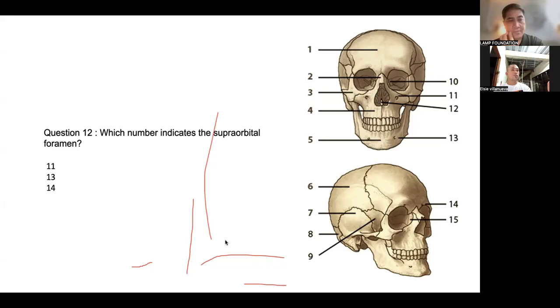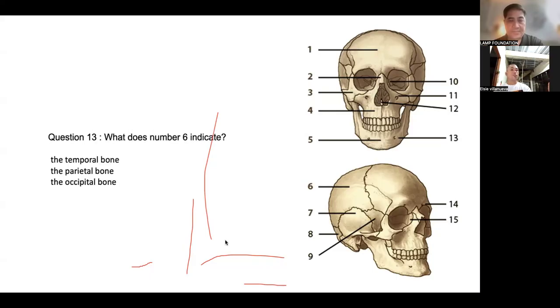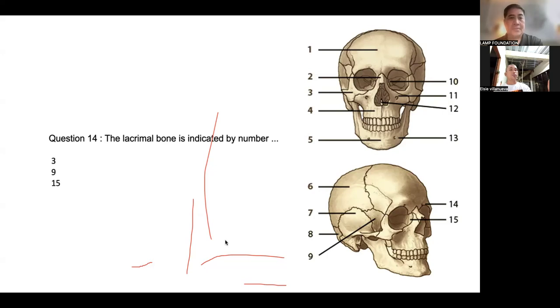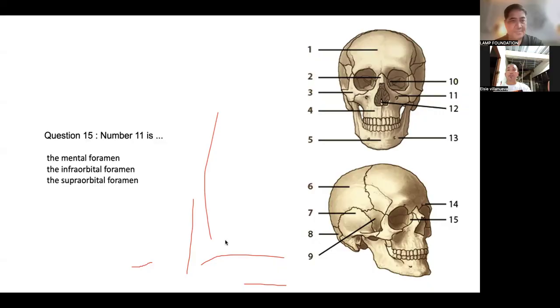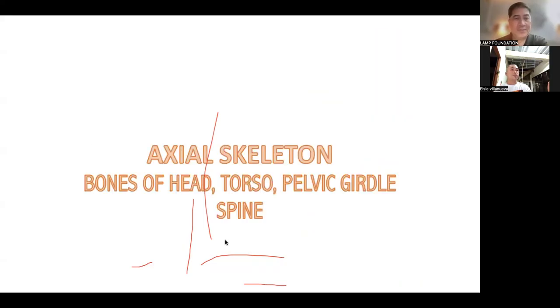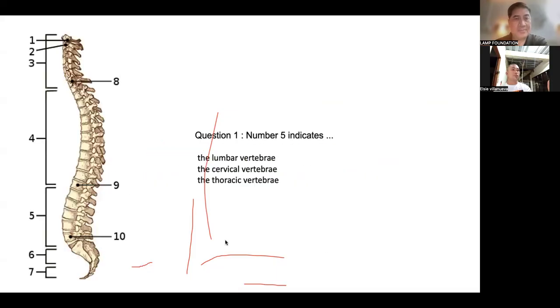Supraorbital foramen. Number 14. 6, the parietal bone. Lacrimal bone. Number 15. 11, infraorbital foramen. Foramen. 5.